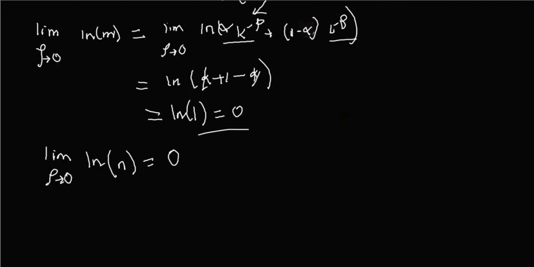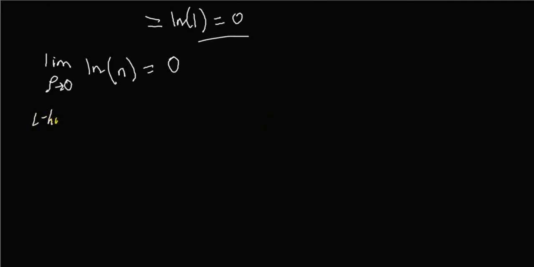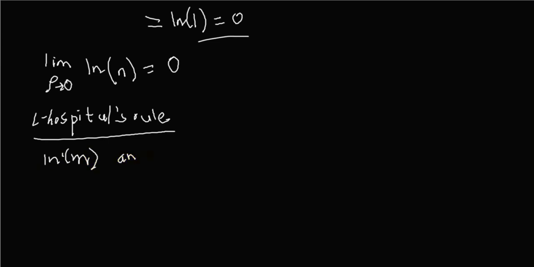So now we will use L'Hospital's rule. Sorry, my handwriting is a bit rough. L'Hospital's rule says that if the limit is indeterminate, then we shall take the limit on its differentiation. So now we will find ln dash m and ln dash n, which means that we will find the first derivative of ln m and ln n.